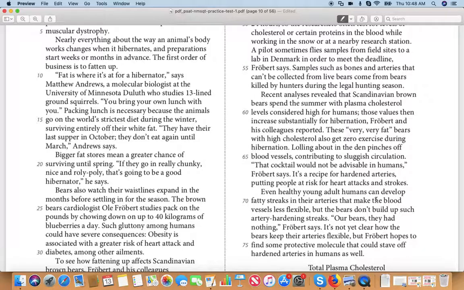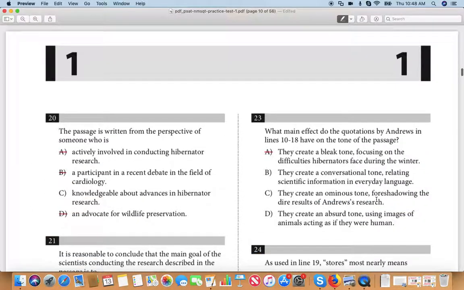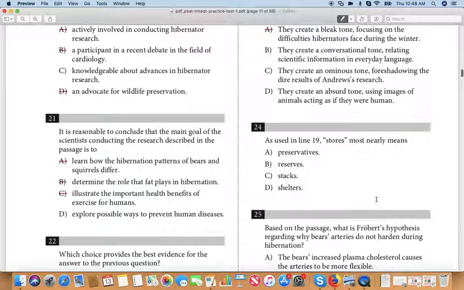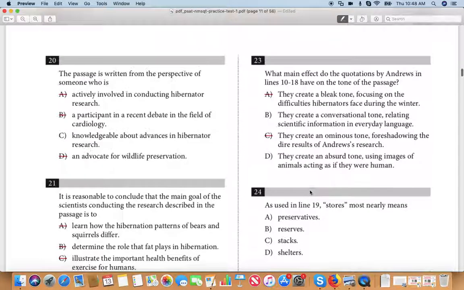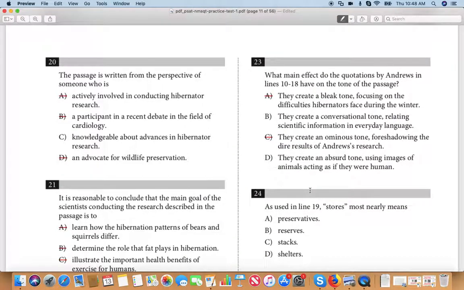The paragraph isn't really dark. It's got a joking sort of air to it. No, it's not ominous. Again, you've got to know what these words mean, but if you know what ominous means, definitely not. What about answer choice D?